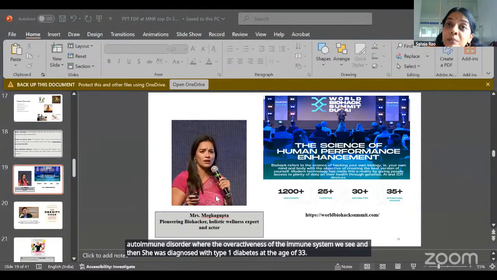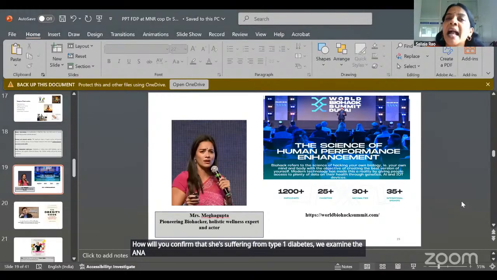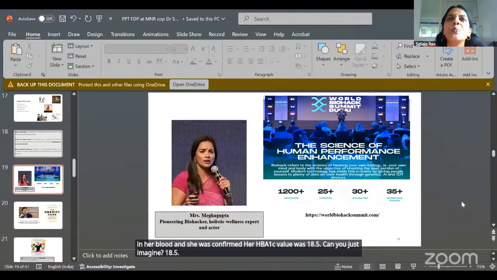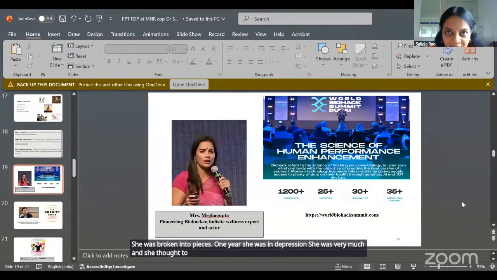How will you confirm that she's suffering from type 1 diabetes? We examine the ANA, that is anti-nuclear antibodies. So she was diagnosed with those antibodies in her blood and she was confirmed. Her HbA1c value was 18.5. Can you just imagine? 18.5. She was broken into pieces. For 1 year she was in depression. She was very much anxious. She thought to commit suicide at one stage.